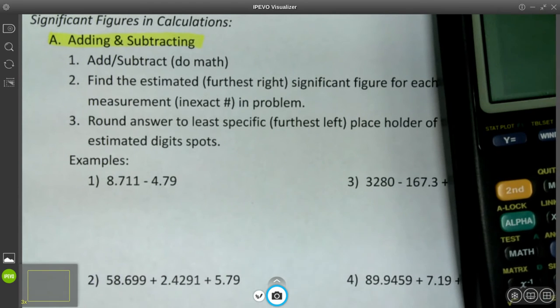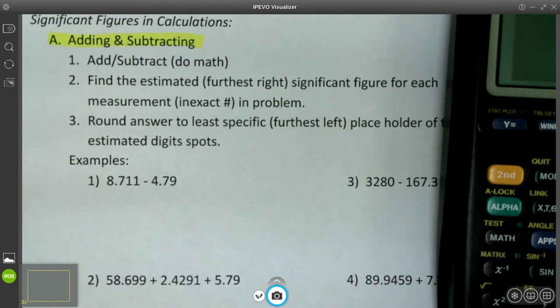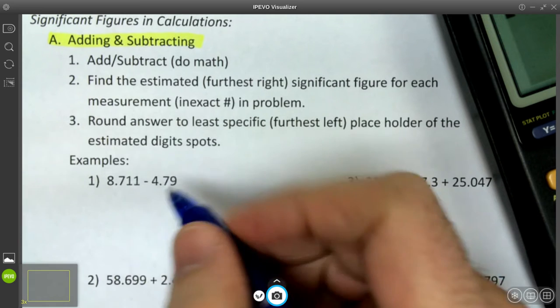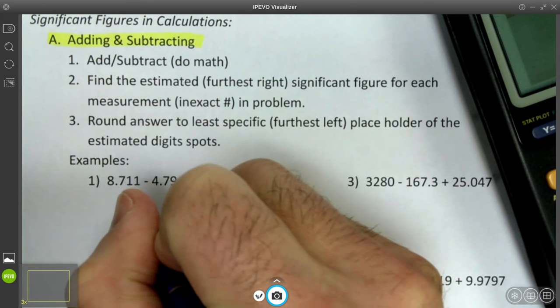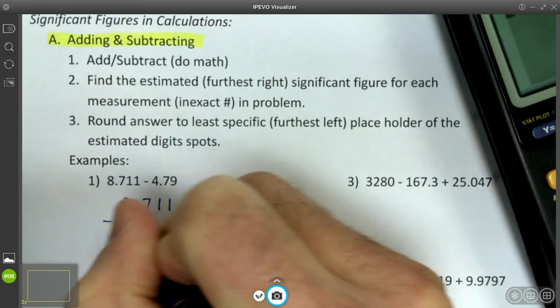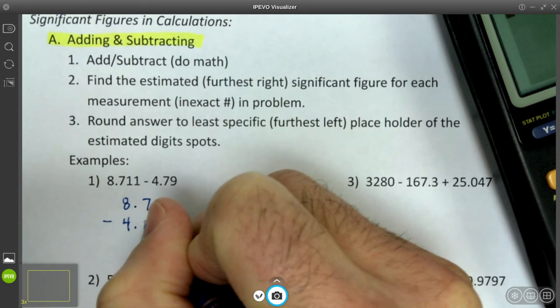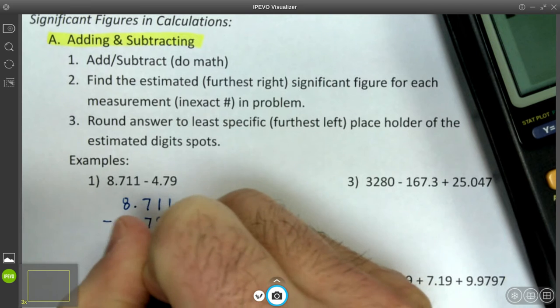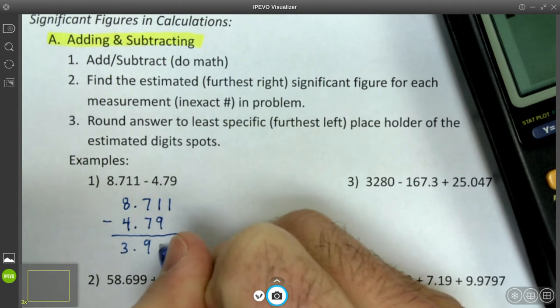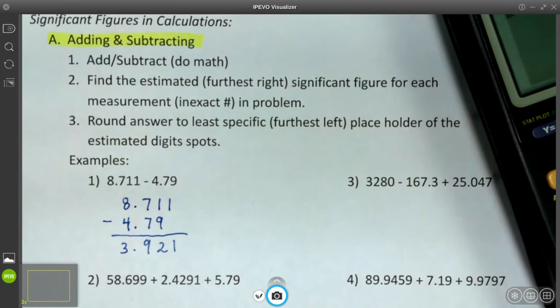So for number one, I'm going to do 8.711 minus 4.79. I'm going to line this up vertically. I'll explain why in a second, you'll see. Minus 4.79. And the answer we get is 3.921.